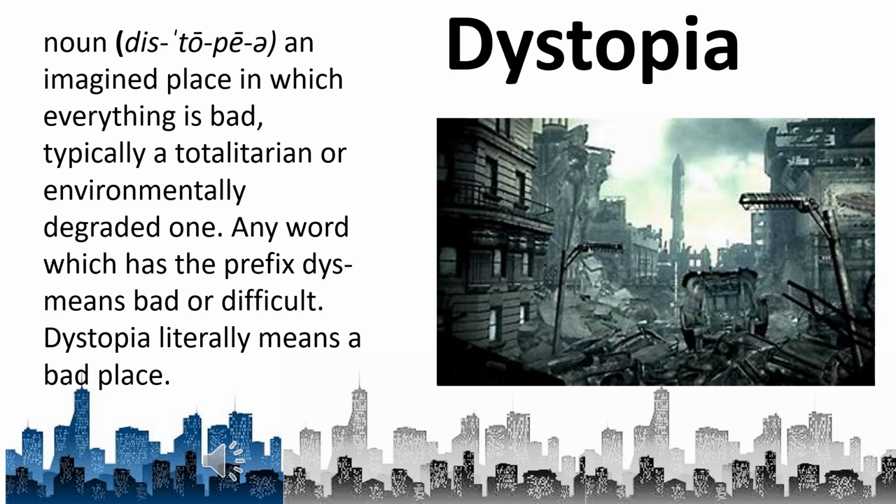Here we have a definition of dystopia. Now, dystopia is a story genre, so it's a type of story, that has certain characteristics that are unique to, well, not unique, but that you would expect to see in dystopian fiction. So the definition: an imagined place in which everything is bad, typically a totalitarian or environmentally degraded one. Any word which has the prefix "dys" means bad or difficult. Dystopia literally means a bad place.